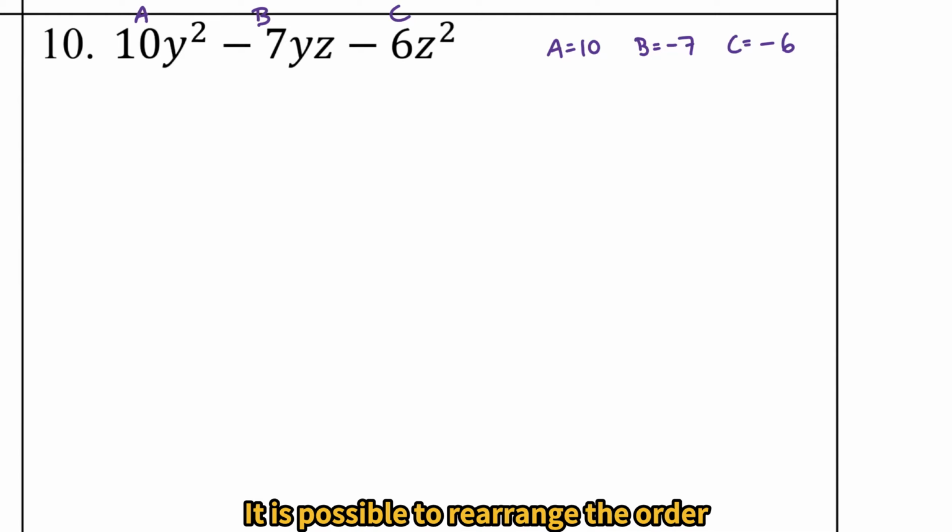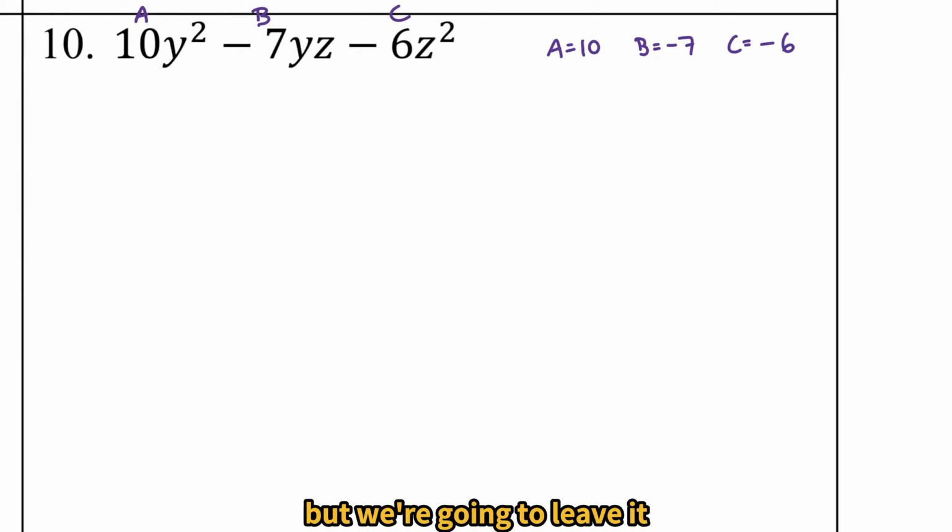It is possible to rearrange the order and have the z squared come first, and then the z, and then the y squared, and you can do the AC method based on the z variable instead. You'll end up with the same factors, but we're going to leave it as is because it's convenient. It's already written in order, descending powers of y. And so here we go.